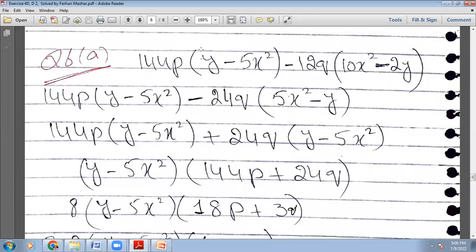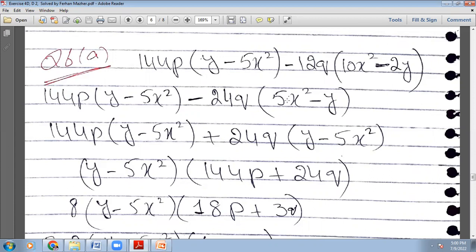Okay. So basically, look at these two carefully. This is 10x squared minus 2y. From here, you can take a 2 common. So take 2 common out. So it will become 24. And this will become 5x squared minus y.